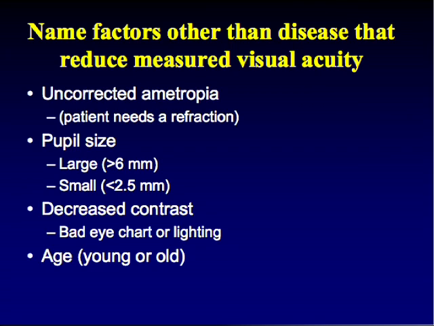A small pupil we've already mentioned because of diffraction can reduce visual acuity. A very large pupil can also reduce visual acuity by uncovering certain aberrations in the eye. Decreased contrast of the eye chart could also reduce the measured visual acuity. Very young patients don't have 20/20 vision, and you don't expect that till age 5 or 6. And then very old patients without other disease may or may not get the smallest letters on the eye chart.